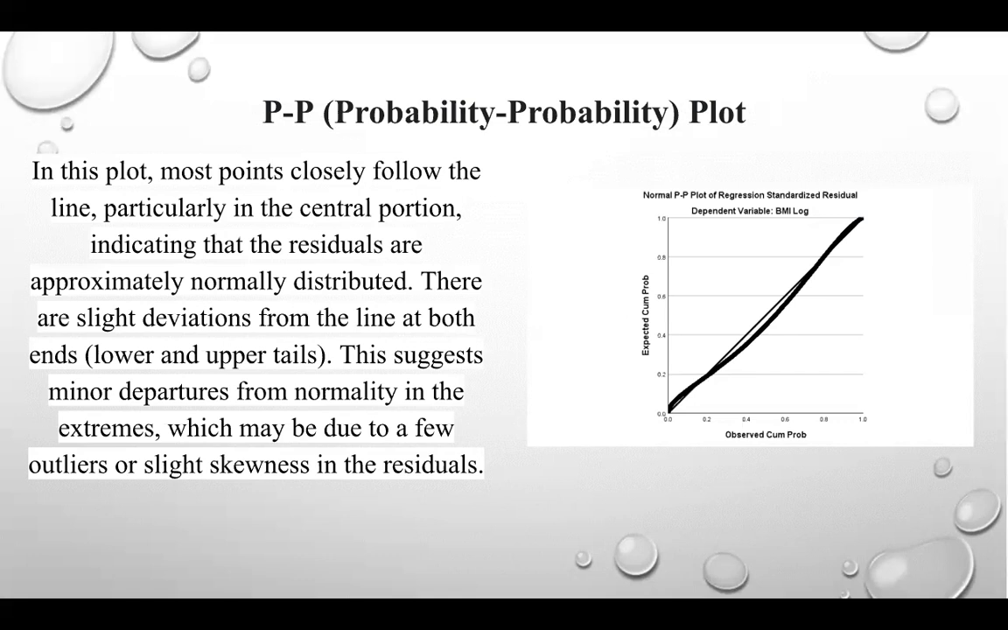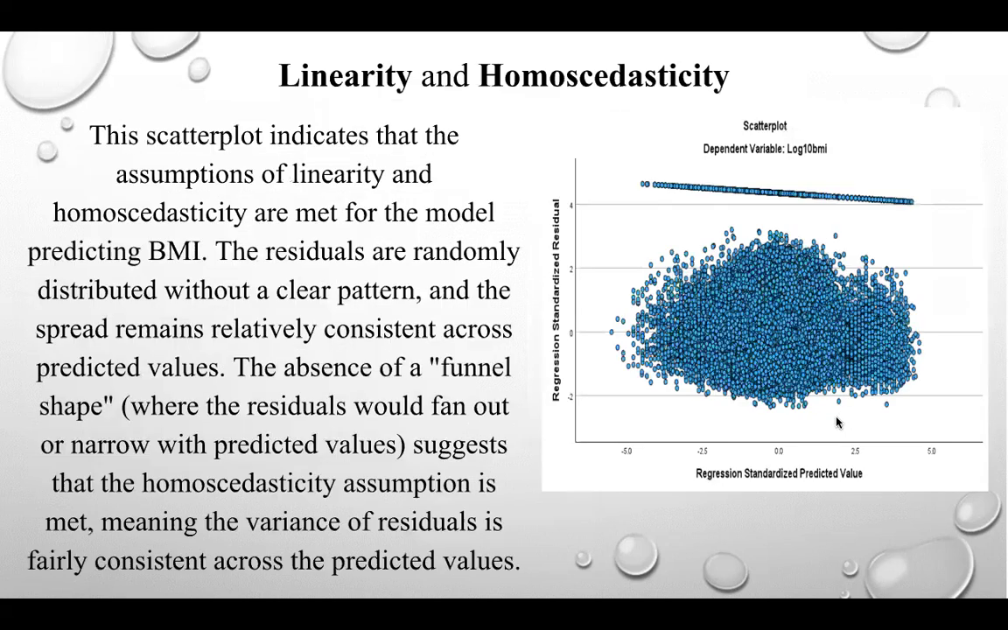In this plot, most points closely follow the line, particularly in the central portion, indicating that the residuals are approximately normally distributed. This suggests minor departures from normality in the extremes, which may be due to a few outliers or slight skewness in the residuals. And now let's get to the model building slide.